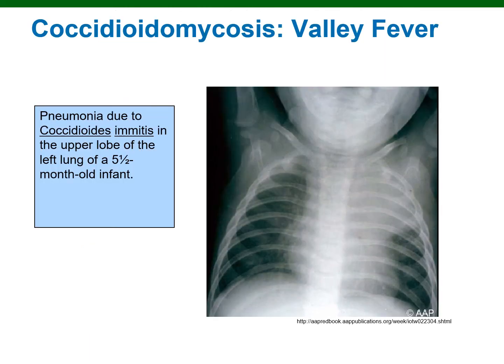Here's a picture of a 5.5-month-old, and you can see in the lungs here serious problems. All this white cloudiness is from scar tissue that's developing from an attack of Coccidioides. And so, as I was mentioning, young children tend to be more susceptible to Coccidioides infection.